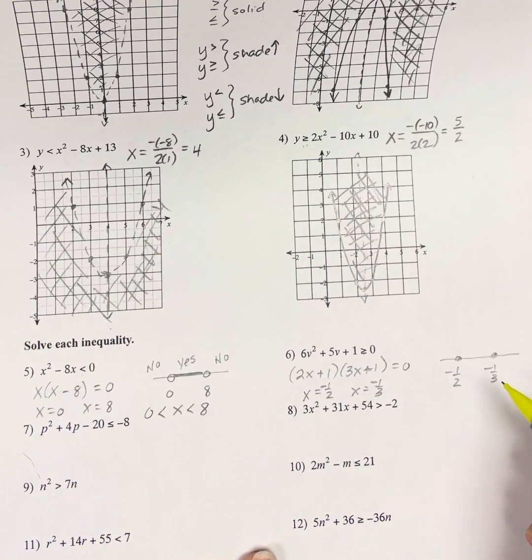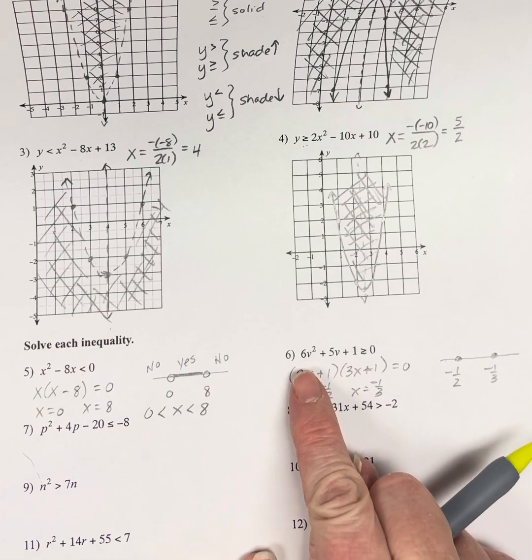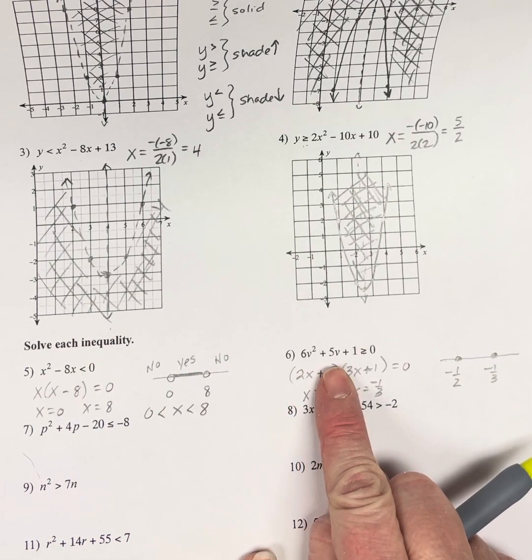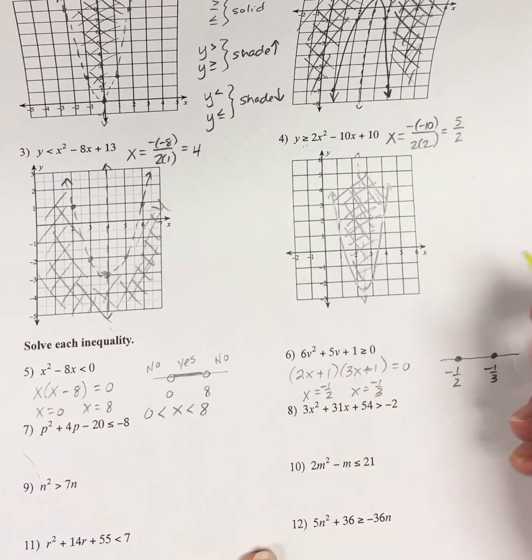Okay. So we have something smaller than negative 1/2. Well, something smaller than negative 1/2 would be -1. I'd have 6 minus 5, which will be 1, and 1 plus 1 is 2. So that one works.